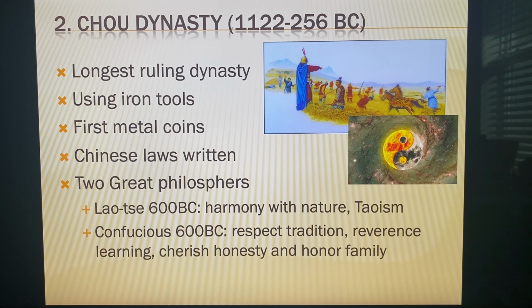And they used iron tools then, and they were first to do metal coins. Their Chinese laws were written down during this time, and they had two great philosophers during this time. Lao Tzu, 600 BC, believed in harmony with nature, and even today they call this Taoism. Here's a picture of Taoism. Remember the yin and the yang and everything, that's Taoism.